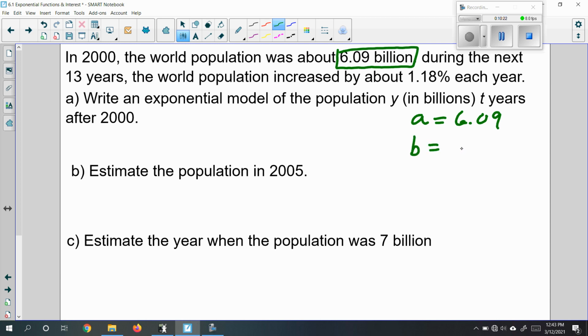b is going to be, well, this is an increase in population, so this is a growth model. So b is going to be 1 plus r. And r is 1.18%, but we need to express that as a decimal. So we'll divide 1.18 by 100. So what is that then?